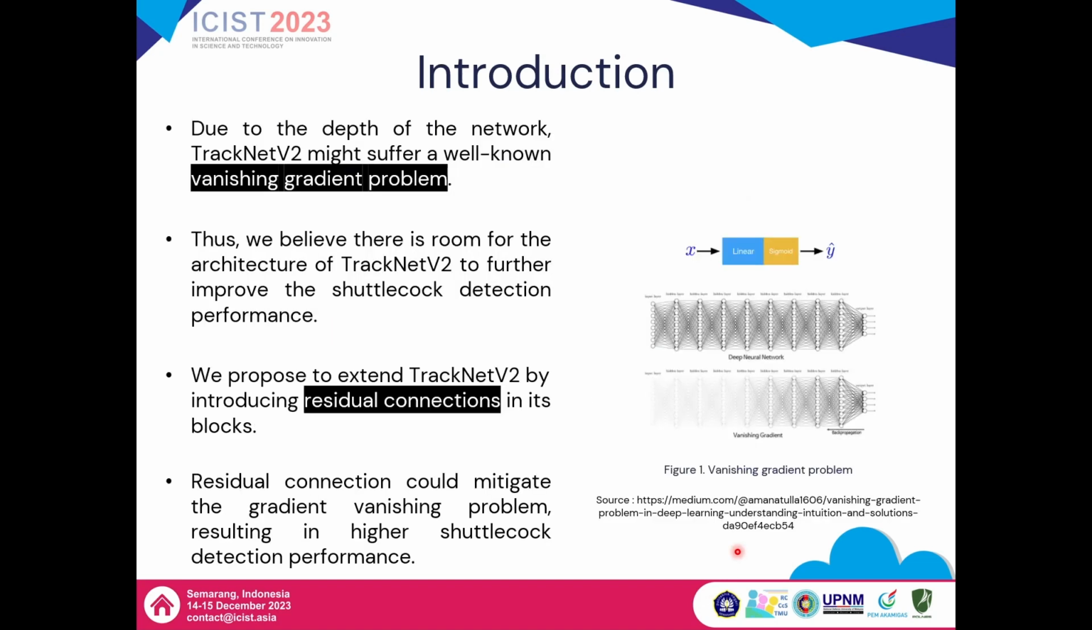Due to the depth of the network, TrackNet V2 might suffer from the well-known vanishing gradient problem. Then we believe there is room for the architecture of TrackNet V2 to further improve shuttlecock detection performance. We propose to extend TrackNet V2 by introducing residual connections in its blocks. A residual connection could mitigate the gradient vanishing problem, resulting in higher shuttlecock detection performance.